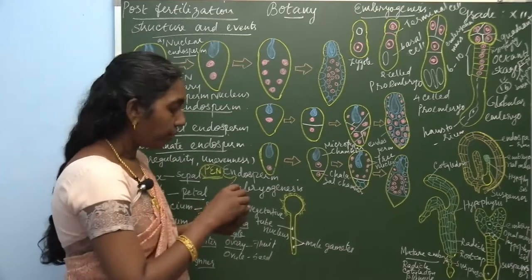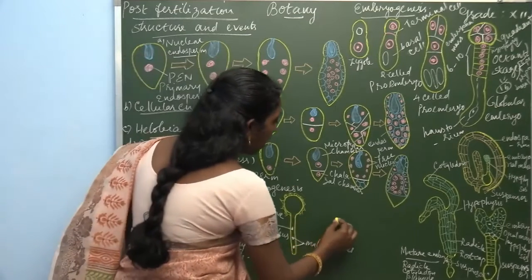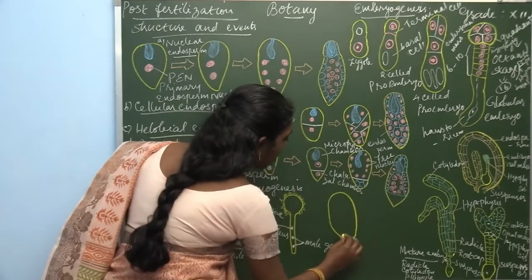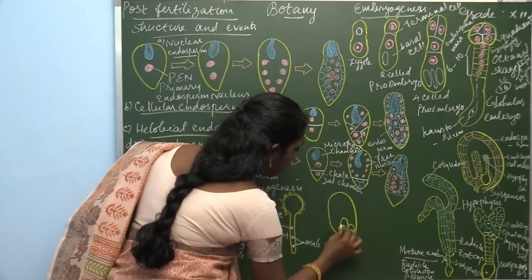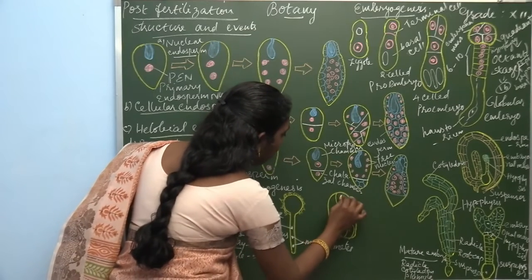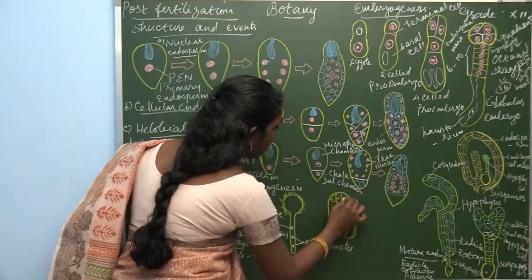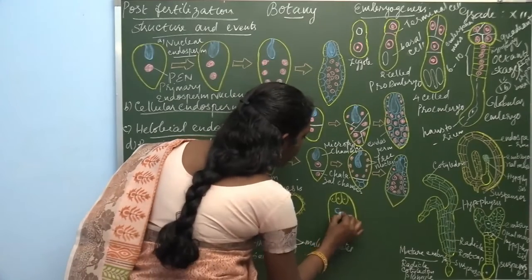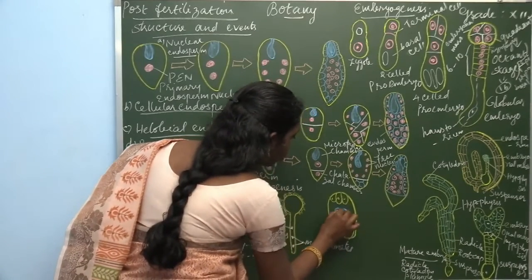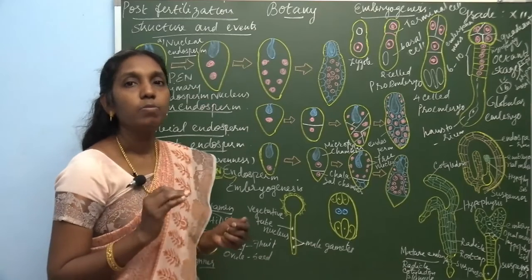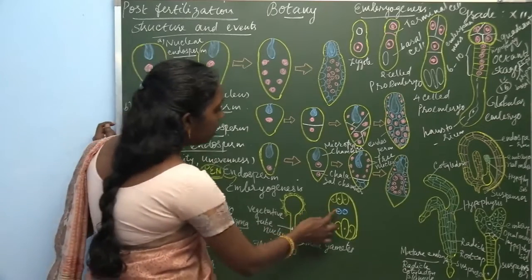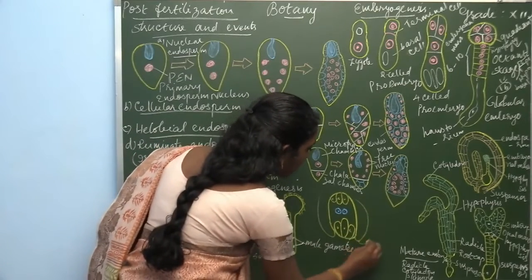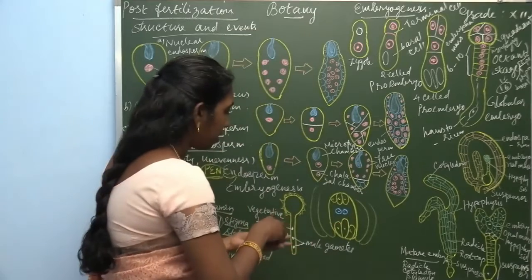When you see the structure of the embryo sac, it consists of synergids, antipodals and polar nuclei. At first there are two polar nuclei. Now what is meant by triple fusion? Here the outer integuments are present, and this is the embryo sac.